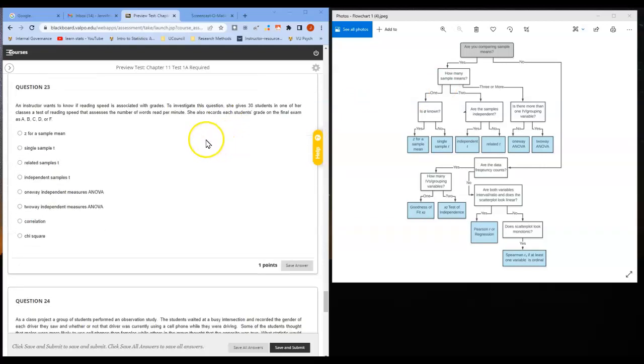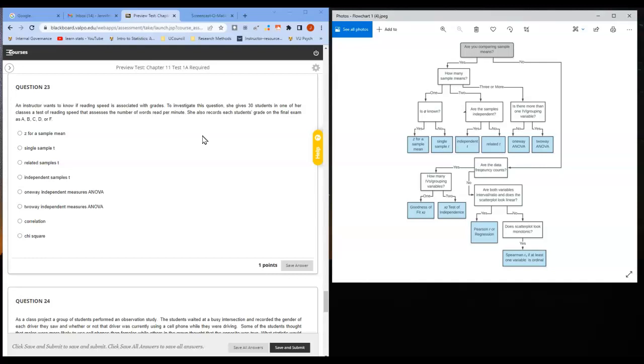For question 23, a researcher wants to know if reading speed is associated with grades. To investigate this question, she gives 30 students in one of her classes a test of reading speed that assesses the number of words read per minute. She also records each student's grades on the final exam as A, B, C, D, or F.